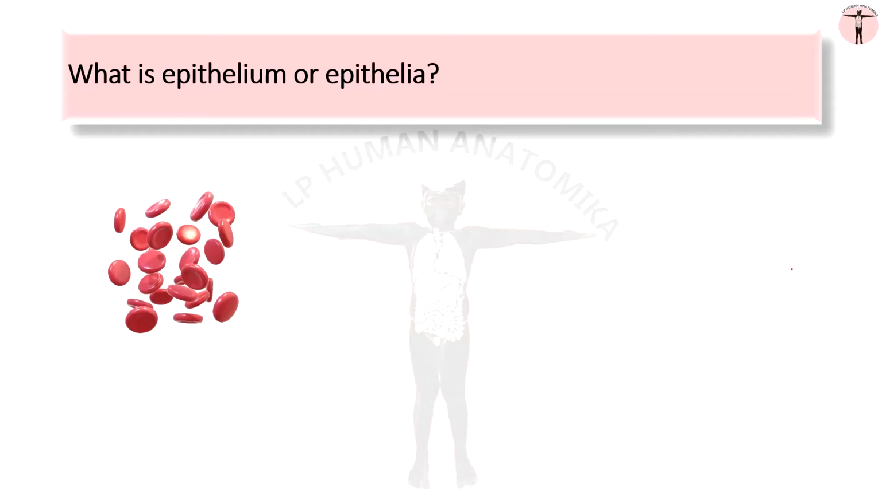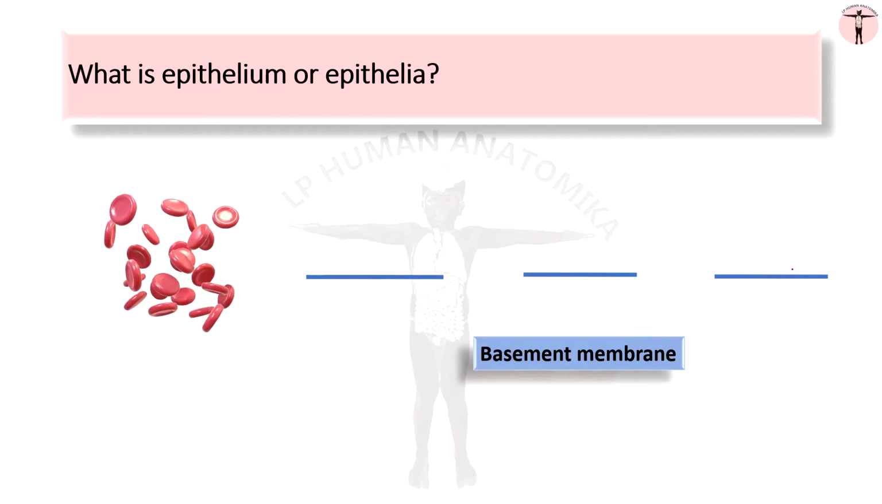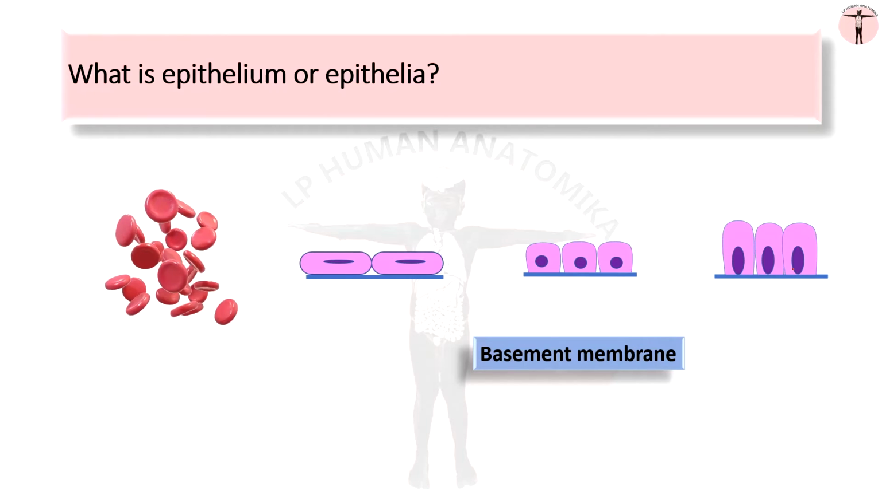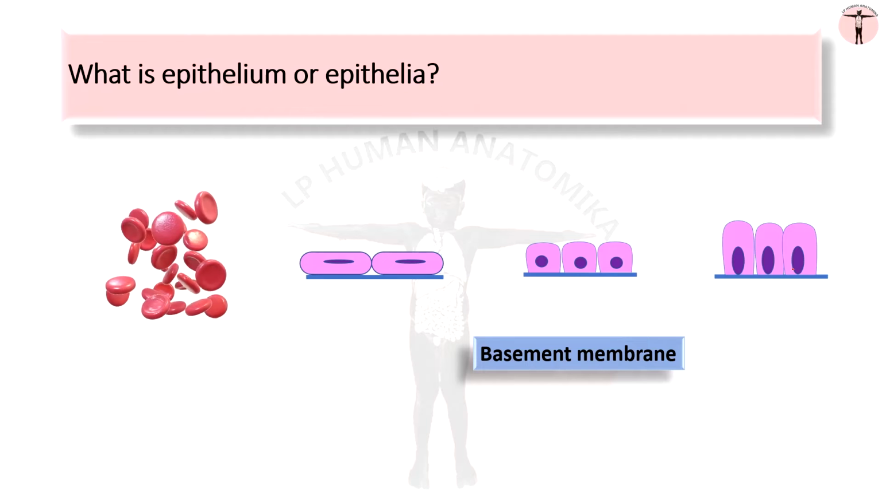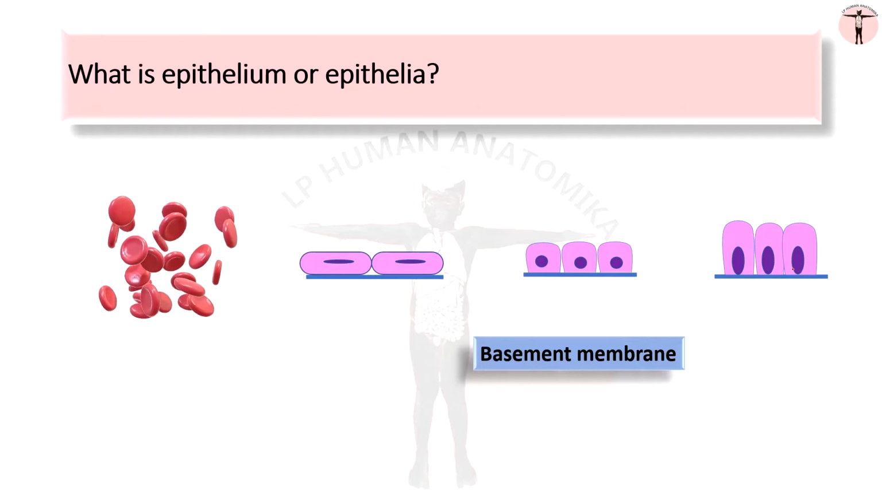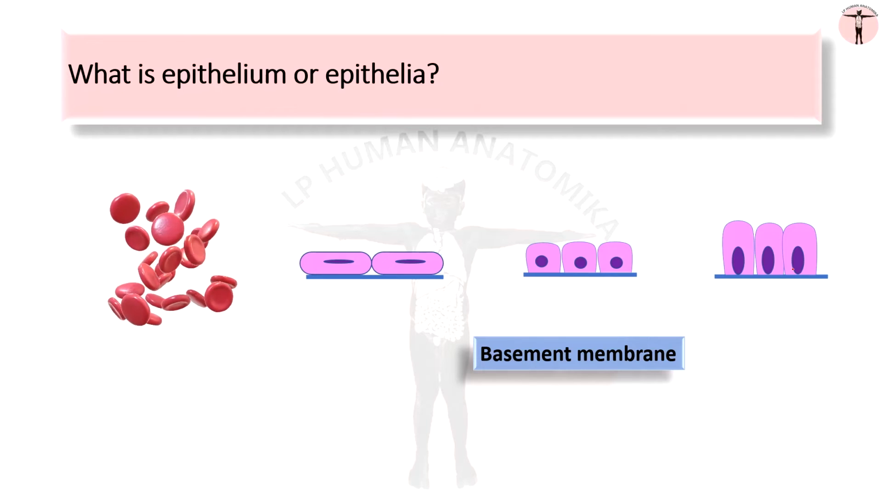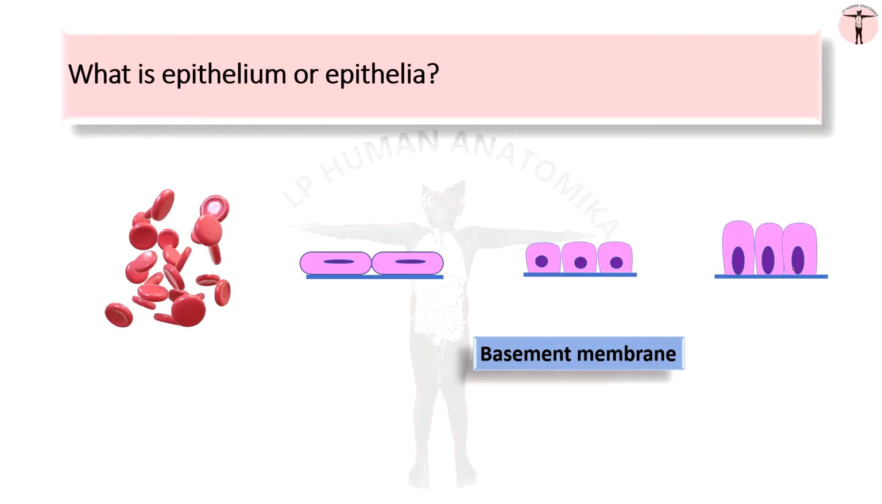Now, what is epithelium or epithelia? Epithelium is singular, epithelia is plural. A group of cells with similar structure and functions resting on the basement membrane, we call it epithelium. It can be one or more layers. If there are more layers, then only the basal layer will rest on the basement membrane.